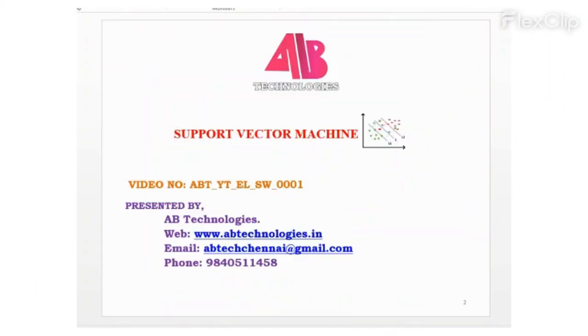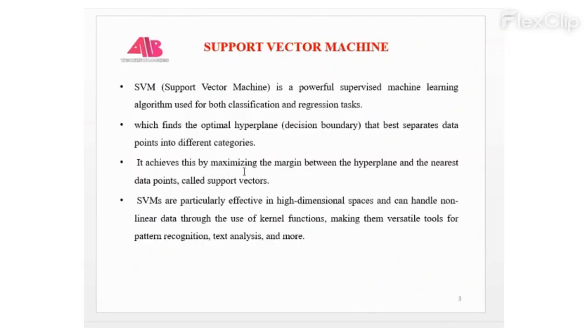Today we are going to see about support vector machine. Support vector machine is a machine learning method that helps the computer to separate things into groups. Imagine you have two types of objects on a table, like apples and oranges. The SVM is trying to draw the best possible line between them. So the apples are on one side and the oranges are on the other side.